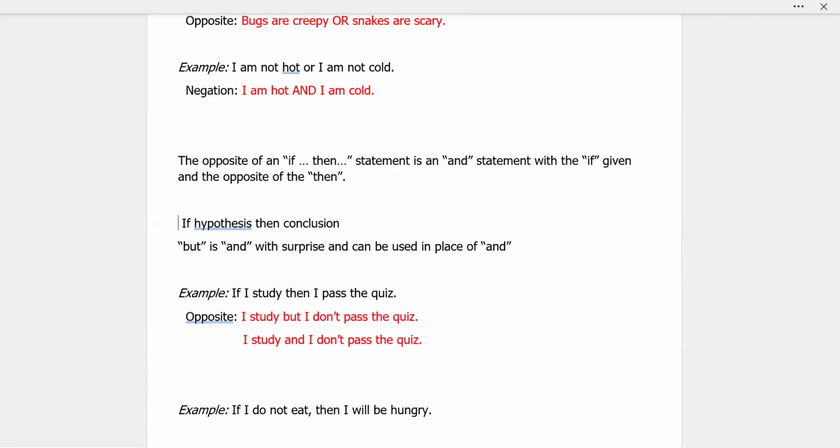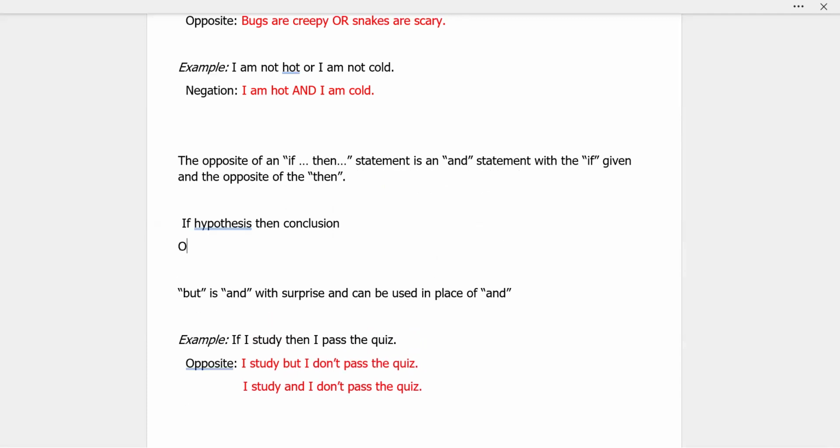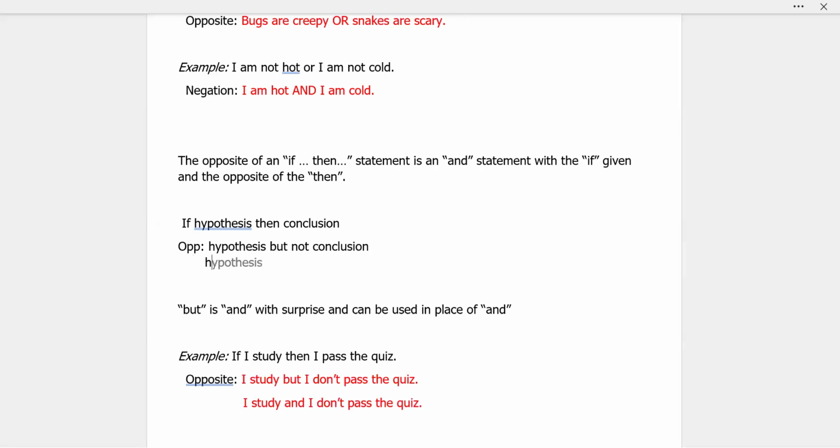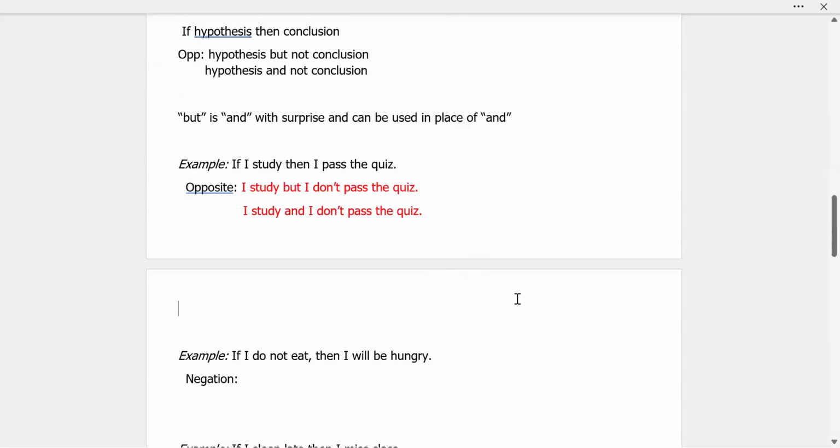Go ahead and put it down here. The opposite is hypothesis, but not conclusion. Or I could say hypothesis and not conclusion. Okay, let's try this one.